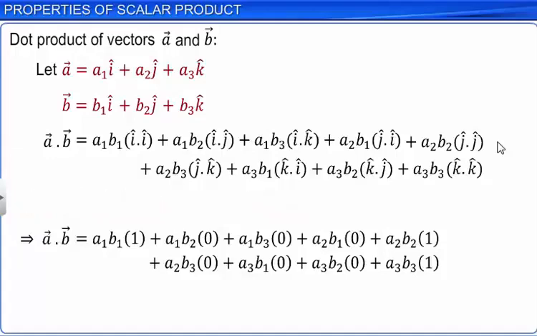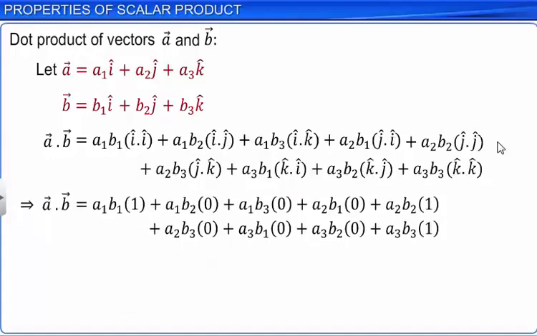Thus, we find that the dot product of vectors A and B is equal to a1b1 plus a2b2 plus a3b3, where a1, a2, and a3 are the scalar components of vector A, and b1, b2, and b3 are the scalar components of vector B.